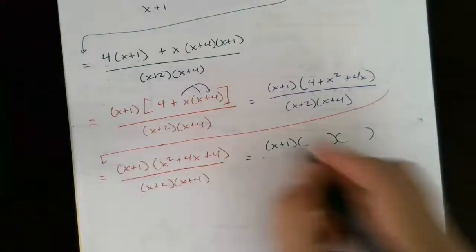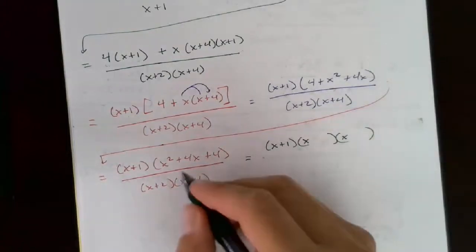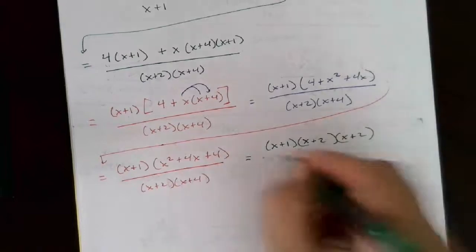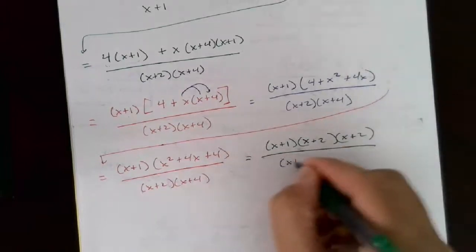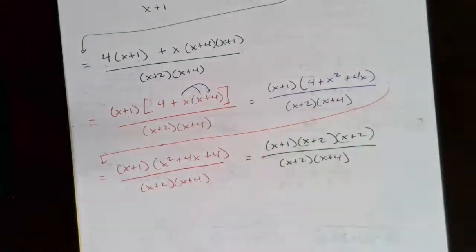So x plus 1 stays, and then here, factoring this, we have x times x, but multiplies to 4 and also adds a positive 4. Well, that's 2 and 2, so x plus 2 times x plus 2. This is over x plus 2 times x plus 4. And then now you can cancel common factors of both the numerator and denominator.